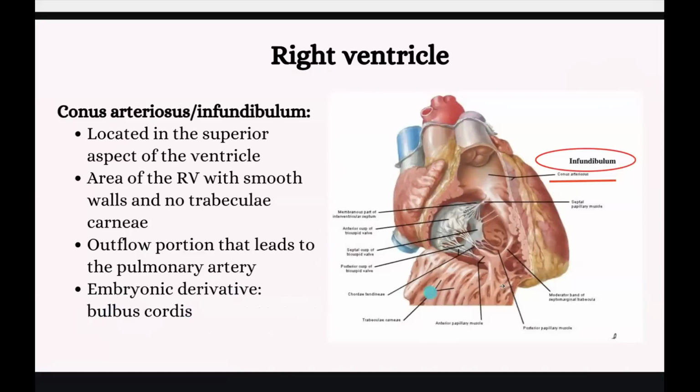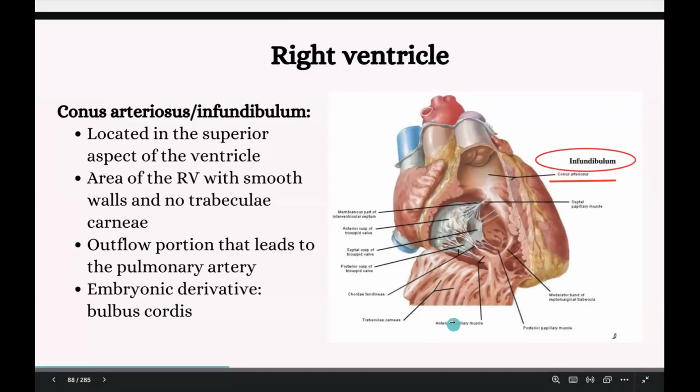And then every other thing that we already identified, just make sure you know how to identify it in all pictures. Moderator band, chordae tendineae, papillary muscles, trabeculae carneae.